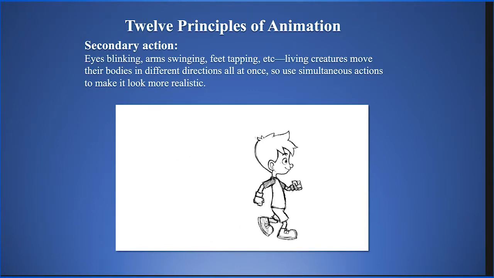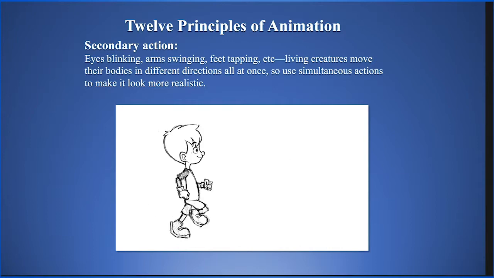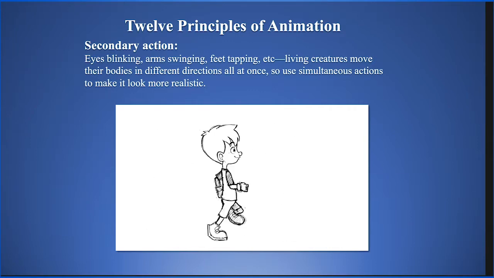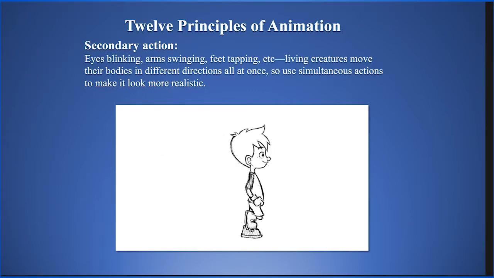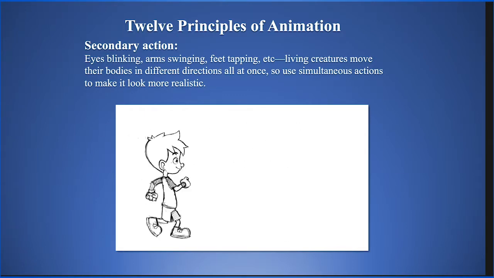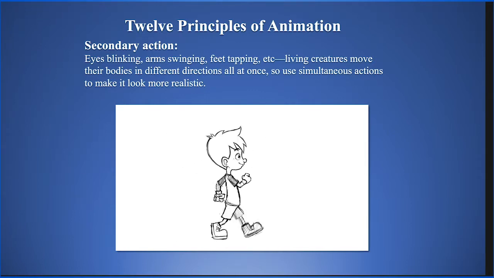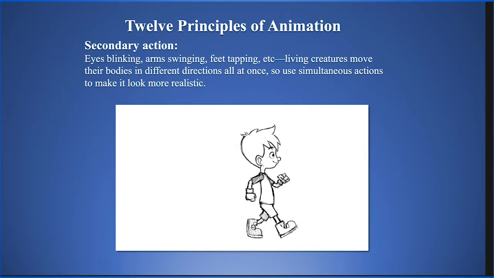Secondary action: eyes blinking, arms swinging, feet tapping, etc. Living creatures move their bodies in different directions all at once, so use some simultaneous actions to make it look more realistic. So you can see he's swinging his arm, moving his legs, his hair is bouncing, his eyes are opening and closing, so there's a lot of secondary action.